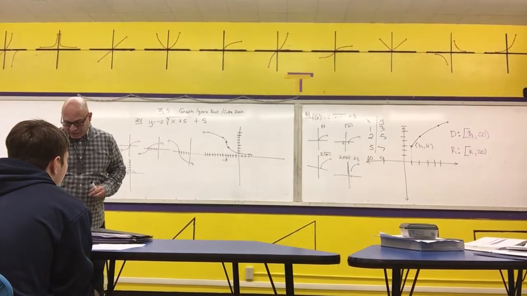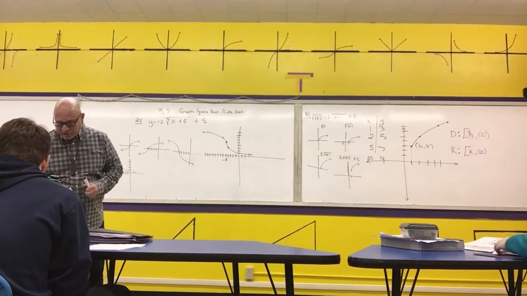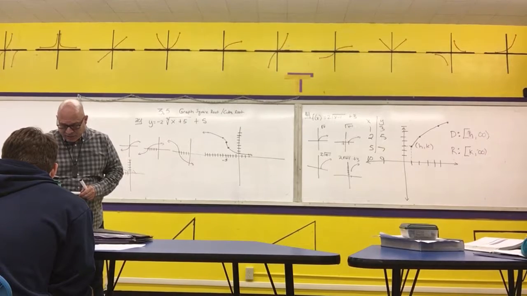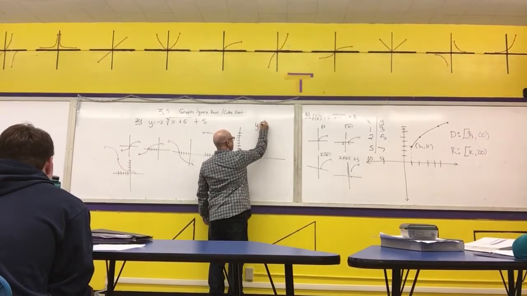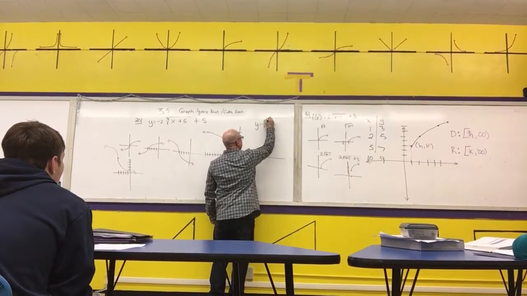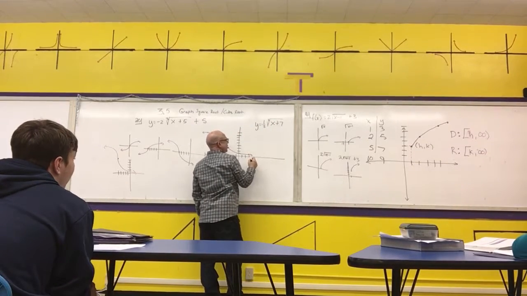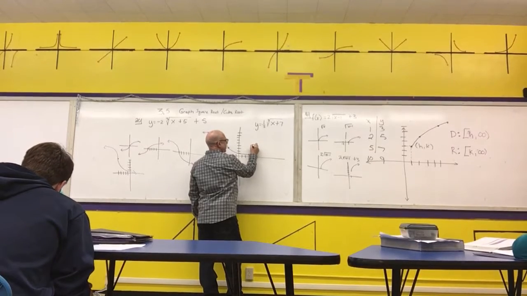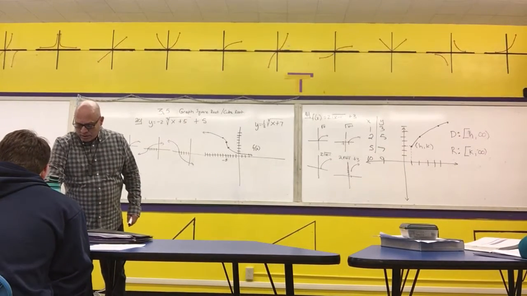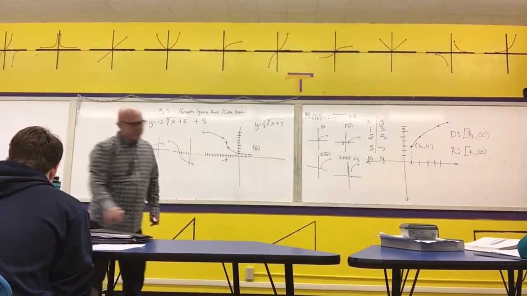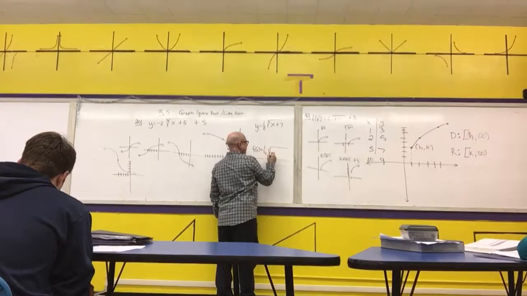So let's look at problem number 31 and 33. 31 is y equals 1/3 the cube root of x plus 7. And then the next one is f of x equals 1/4 square root of x minus 3 plus 6.